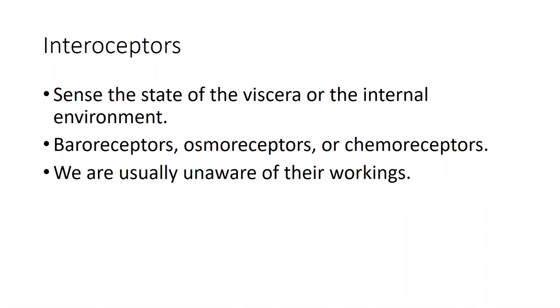Interoceptors or visceroceptors sense the state of the viscera or the internal environment. For example, baroreceptors, osmoreceptors, or chemoreceptors. However, we are usually unaware of their workings.